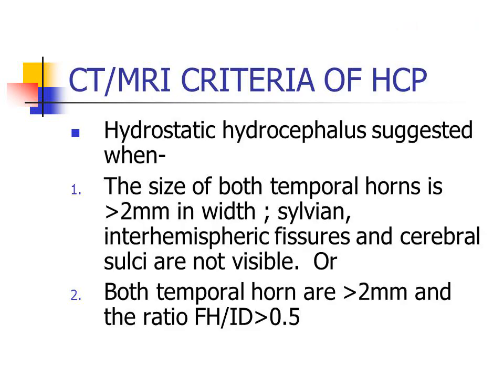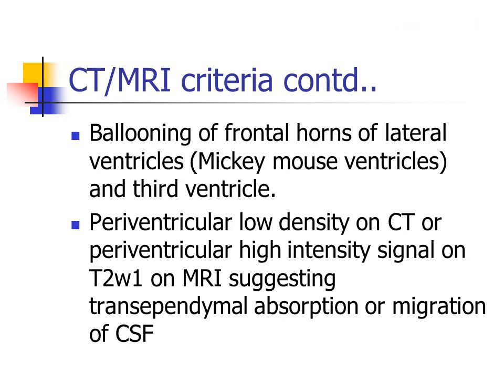CT-MRI criteria of HCP. Hydrostatic hydrocephalus is suggested when the size of both temporal horns is greater than 2 mm in width, Sylvian, interhemispheric fissures and cerebral sulci are not visible, or both temporal horns are more than 2 mm and the ratio FH/ID is greater than 0.5. Ballooning of frontal horns of lateral ventricles, Mickey Mouse ventricles, and third ventricle.